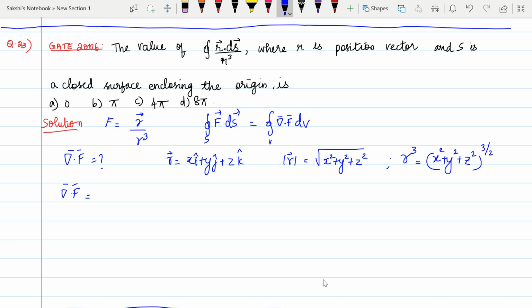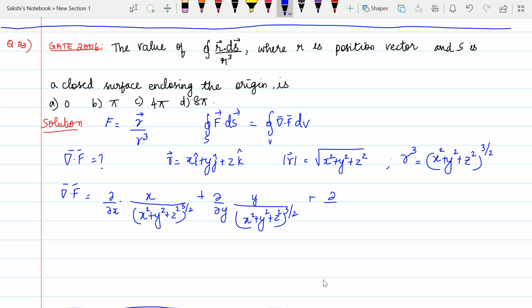Okay, so when you do this, you are going to get dou by dou x of x divided by (x square plus y square plus z square) the whole power 3 by 2, plus dou by dou y of y divided by (x square plus y square plus z square) the whole power 3 by 2, plus dou by dou z of z divided by (x square plus y square plus z square) the whole power 3 by 2.